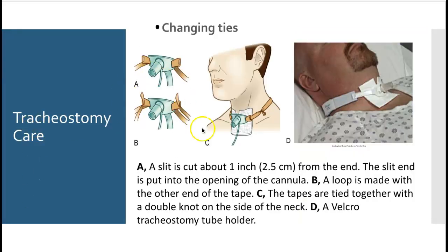So again, changing the ties, there's different ways that you can do it. Notice that C is kind of the way that I like to do it. I take it through here, slip knot type of thing, and then bring this through, and then I tie it over here. That's if I have trach tape. But the Velcro ones are just so nice. They have much less problems with skin breakdown. But I have had patients whose necks were too big to use the trach tape, so they couldn't use the Velcro, they had to use the trach tape.